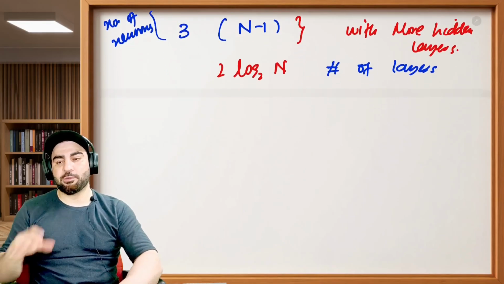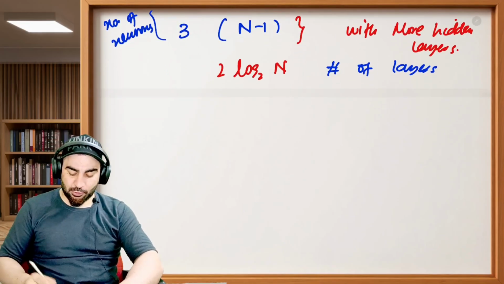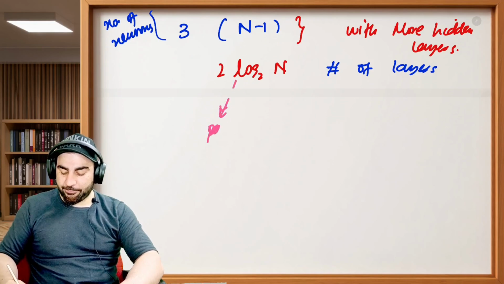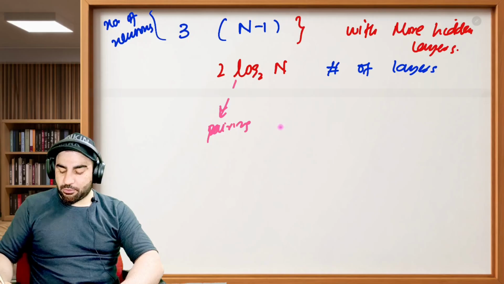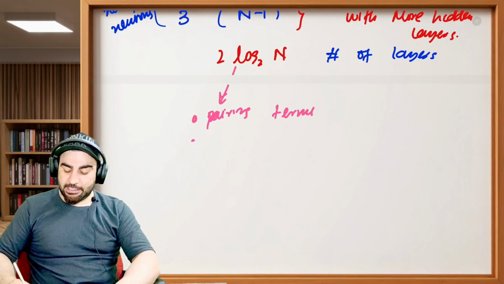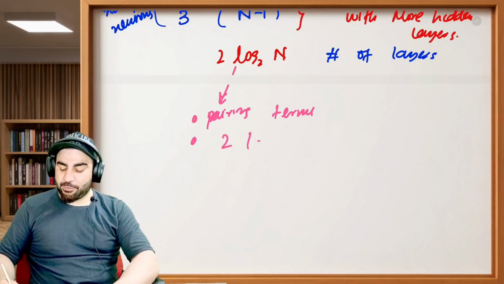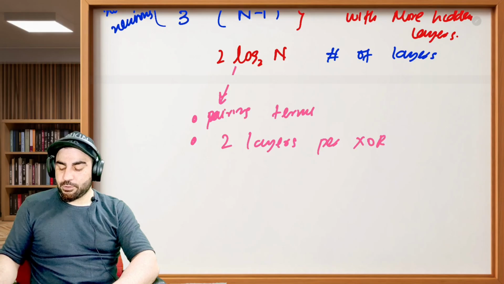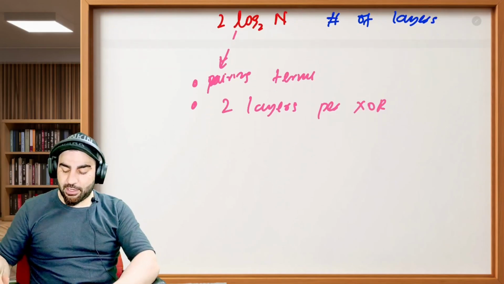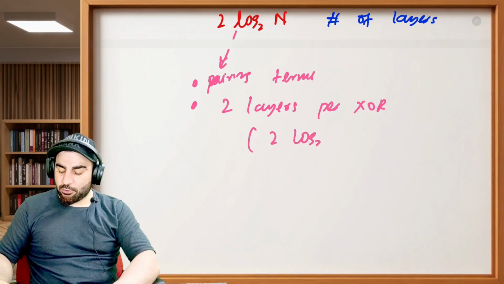So why 2 log n? Because we are pairing the terms, and 2 layers per XOR. By pairing I mean we are clubbing 2 terms together, and the second thing is that we have to use 2 layers per XOR. So when we are pairing, you are keeping a layer, and then for each XOR you have to use 2 layers. That's the reason for 2 log n, and these are the number of layers.